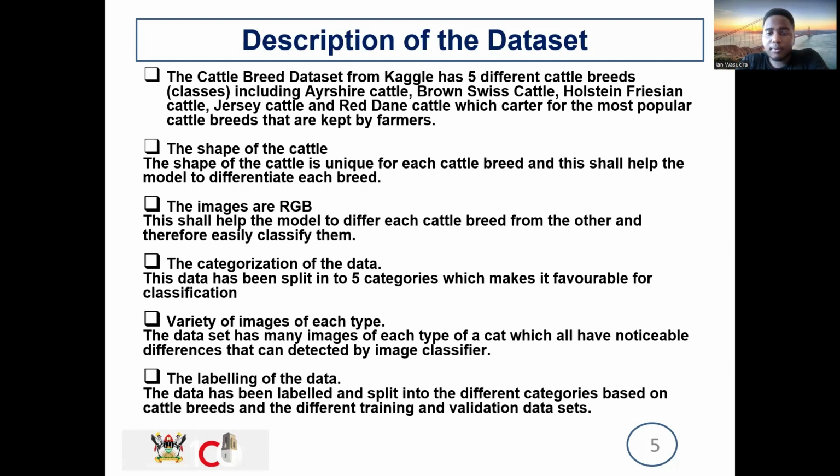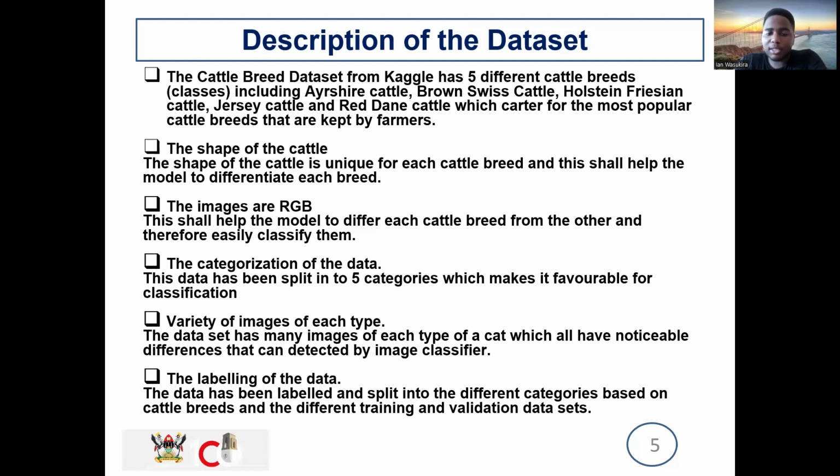The dataset has most of the characteristics I considered, which, for example, are the shape of the cattle. These different breeds have different shapes. So in order to cater for a particular breed, you have to understand the shape of a particular kind of cattle. Two, the images are in RGB, which enables the model to easily differentiate between one kind of cattle from the other. For example, Friesian cattle from the Red Dane cattle. The categorization of the data is in 5 kinds. Therefore, it is very favorable for classification purposes.